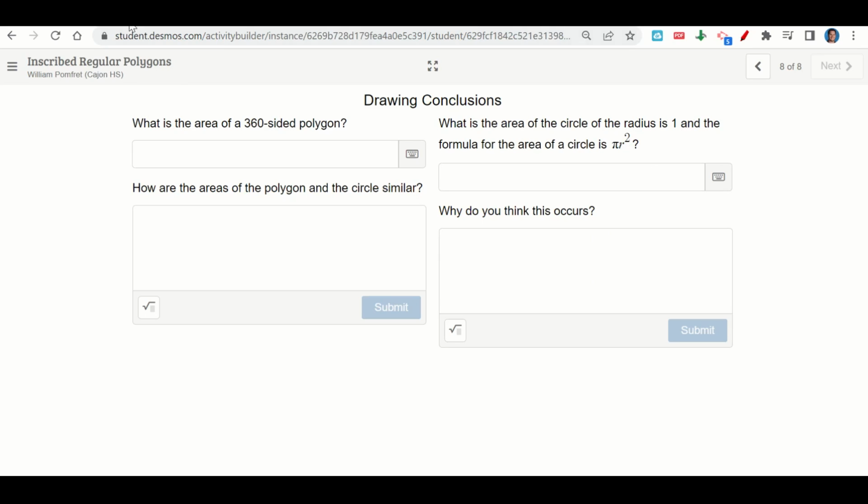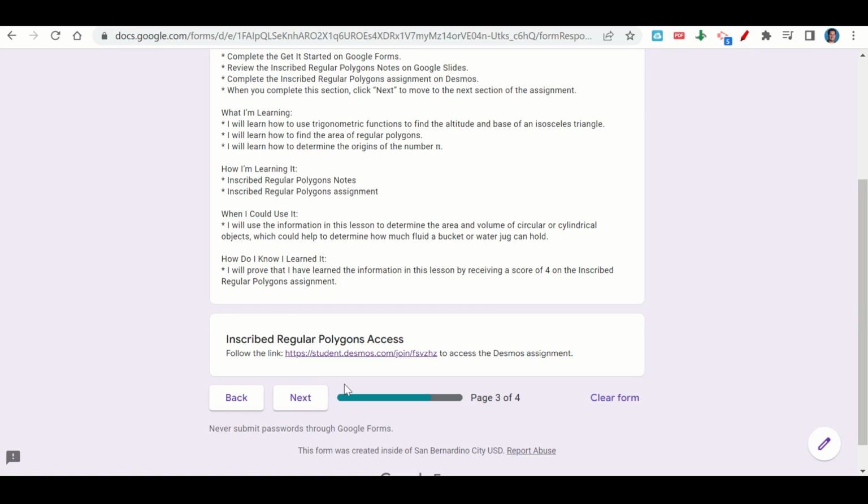And then when you're done, you'll go back to your Google form and click Next. This will send you to your Before You Go. Go ahead and fill out your Before You Go and then submit your work on Google Classroom.